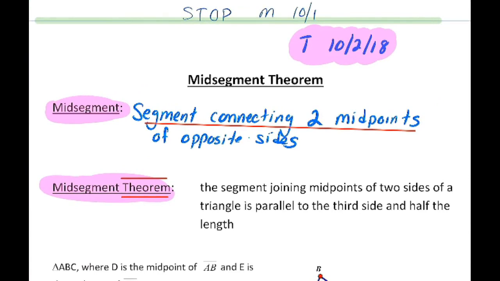So the midsegment, as you can see here, is just a segment connecting two midpoints of opposite sides. The midsegment theorem, which I pointed out in class, says the segment joining the midpoints of two sides of a triangle is parallel to the third side and also half the length. Either highlight, underline, or circle those key words, because they're the most important part of the theorem. The two most important parts are parallel and half the length.